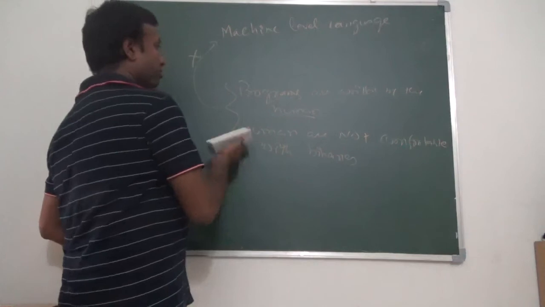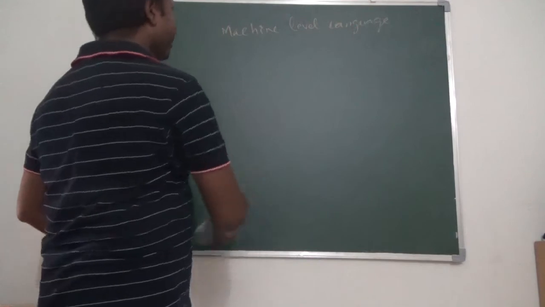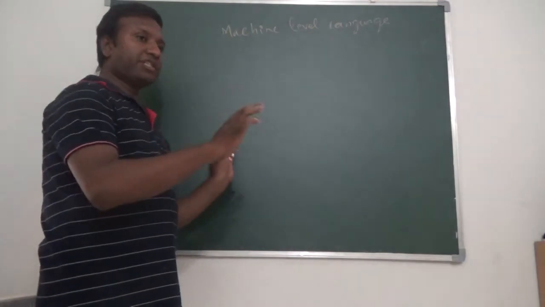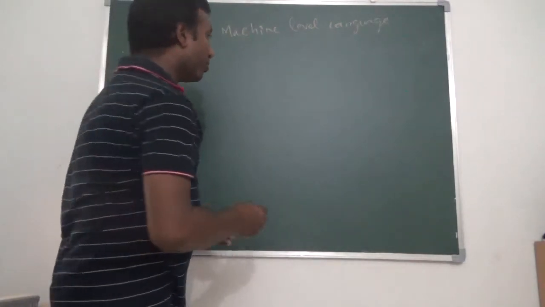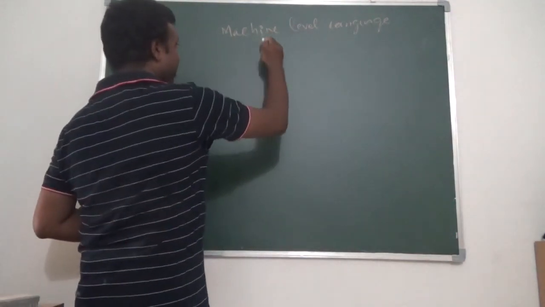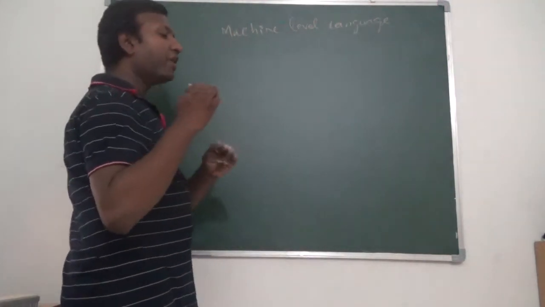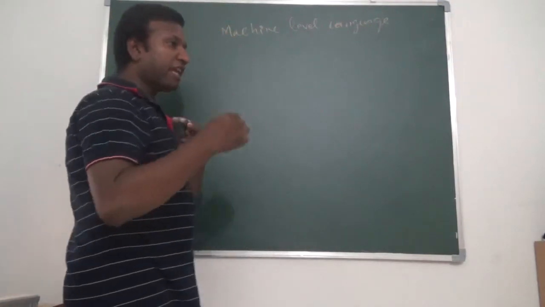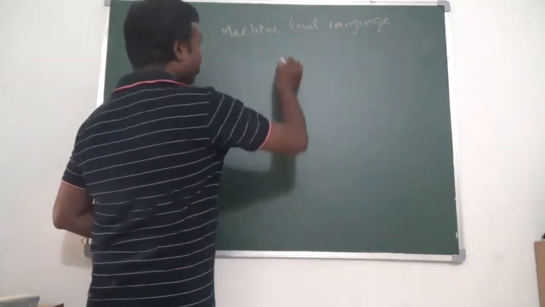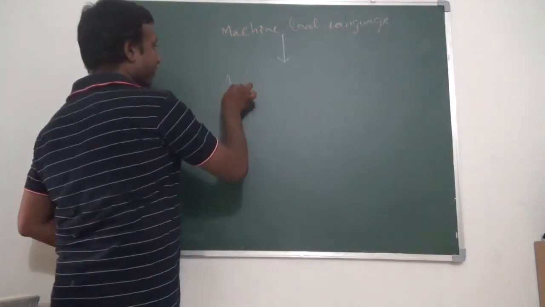So what is the solution? The solution is obviously not to use machine level language, but we cannot escape it, because the computer system understands only this. So the solution is to design some other language, a kind of high level language, a kind of natural language, which is understandable by human beings. So we are going to design another kind of language which is called assembly level language.